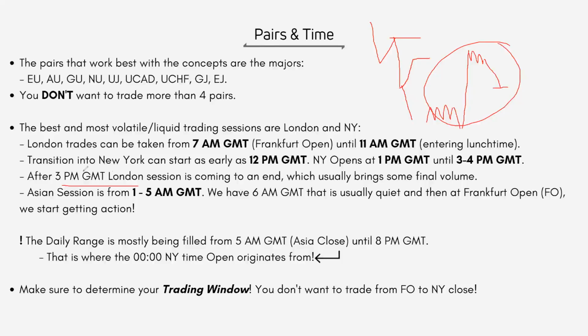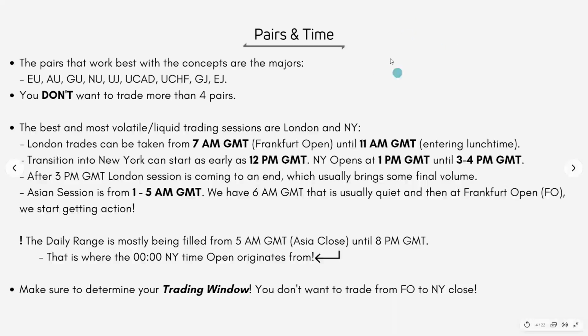So again, when the market comes close to this timing right there, try to secure your cash, try to secure your trades, maybe close them or manage them aggressively. Right? And then we have the Asian session, which is from 1 to 5 a.m. GMT. So later, make sure to write this down, memorize it so that you can know how to illustrate your Asian range. Then we have 6 a.m. GMT that is usually a little bit quiet. And then we have Frankfurt Open. And then we start getting the action.